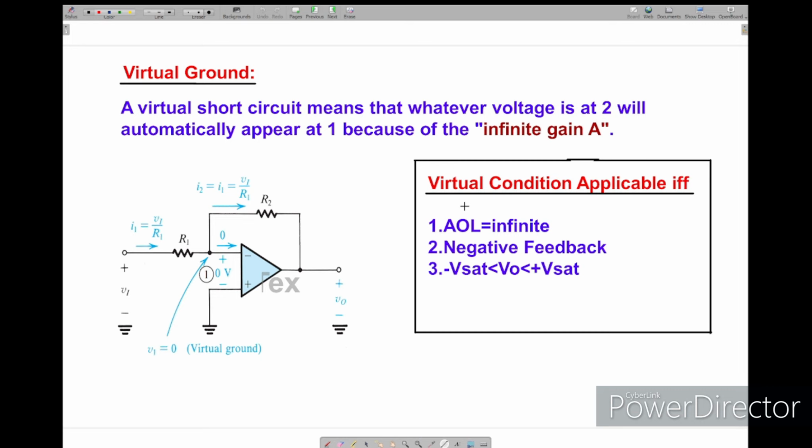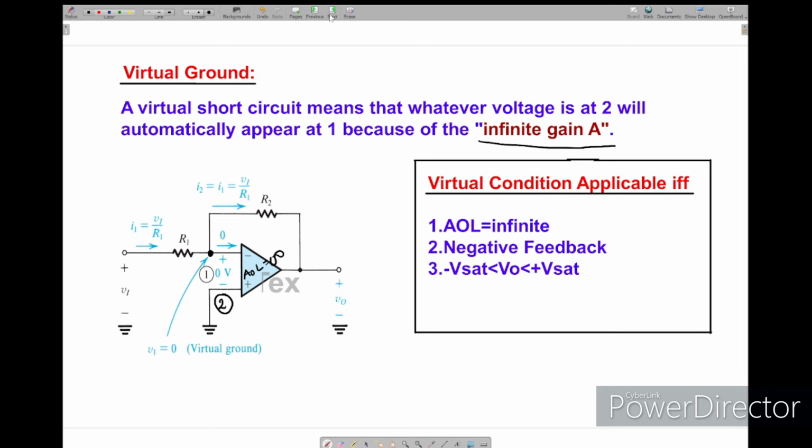Virtual ground. The definition of the virtual ground is a virtual short circuit, which means that whatever the voltage is at node 2 will automatically appear at node 1 because of infinite gain. In the op-amp, we consider the gain to be infinite. So this is the op-amp which has infinite gain.